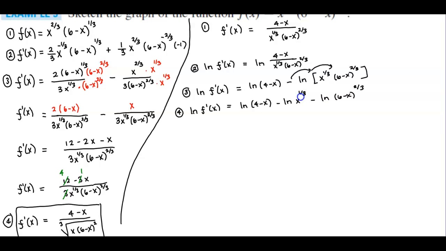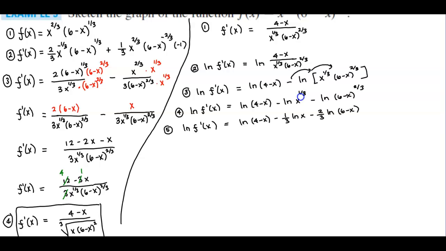And now we're going to rewrite that using our exponents. So using the power rule of logarithms, we have the natural log of f prime of x equal to the natural log of (4 minus x) minus 1/3 times the natural log of x minus 2/3 times the natural log of (6 minus x).